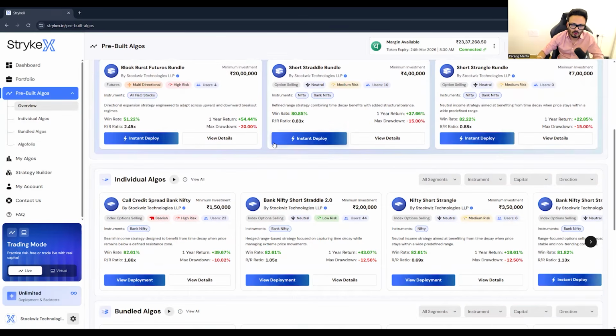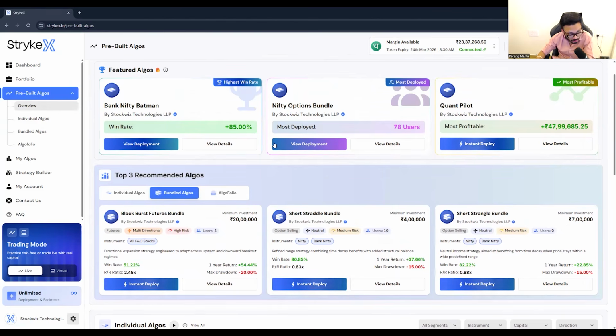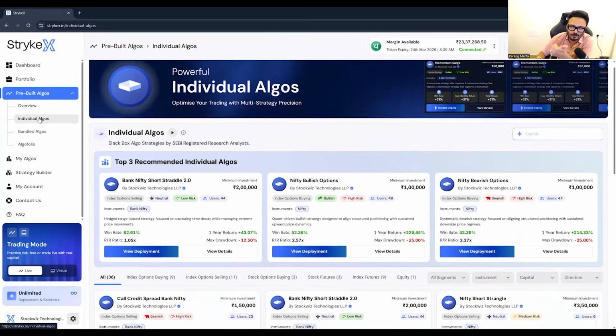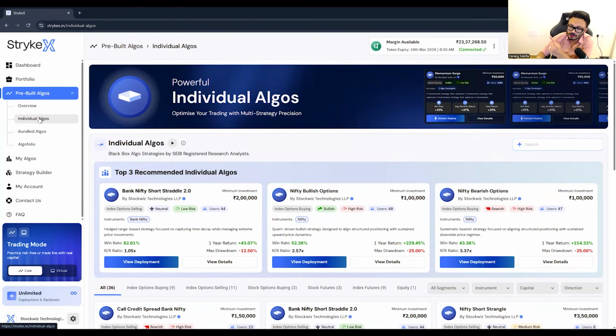Now we will give you opportunities to create your own algo portfolios. That feature will be released soon. And just to make your life easy, if you want to deploy any option buying algo, go for the Nifty options combo. Index futures, go for Nifty index futures combo. If you want to go with option selling, go with Bank Nifty short straddle 2.0 or Nifty short straddle 2.0. If you want to go with stock options, go with Blockburst options combo. If you want to go with stock futures, go with Blockburst stock futures combo.